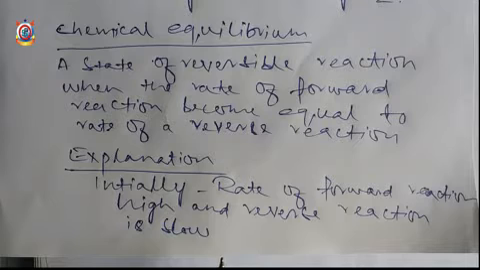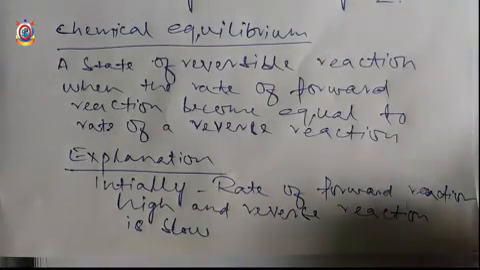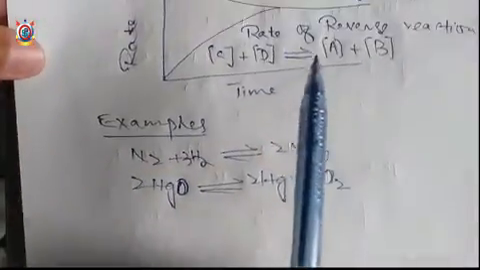Maybe on the reactant side or on the product side, both the conditions become constant. So such a condition of reversible reaction is also called chemical equilibrium or dynamic equilibrium. Let us explain this topic with the help of a graph.